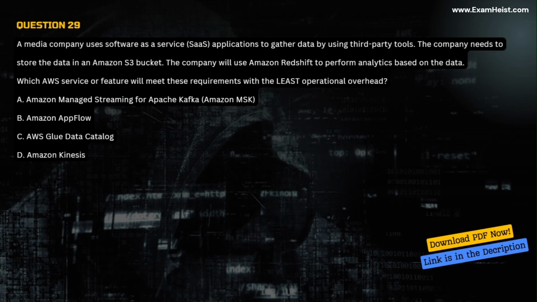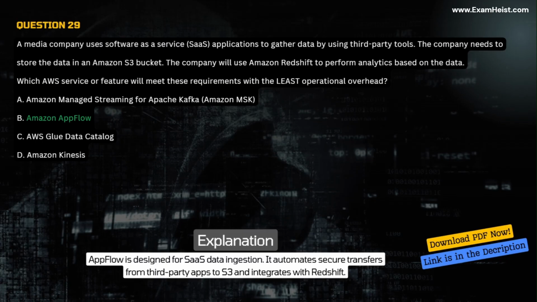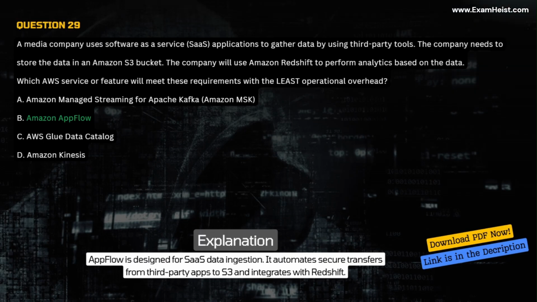A. Amazon Managed Streaming for Apache Kafka, Amazon MSK. B. Amazon AppFlow. C. AWS Glue Data Catalog. D. Amazon Kinesis. Correct answer B. Amazon AppFlow. Explanation: AppFlow is designed for SaaS data ingestion. It automates secure transfers from third-party apps to S3 and integrates with Redshift.